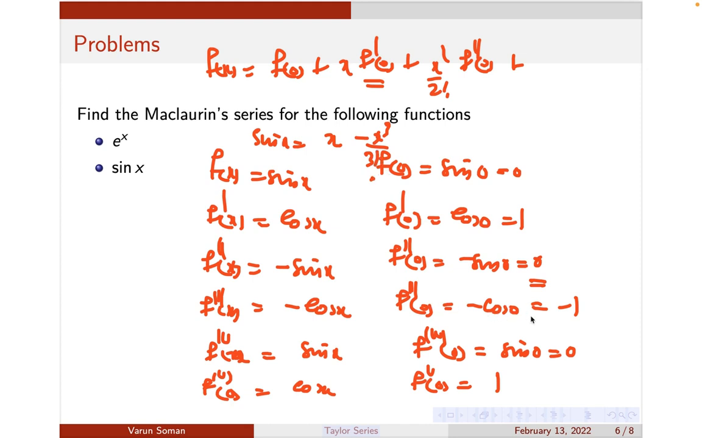Okay, now what is the next term? F fourth power is 0, fifth power is again 1. Okay, so it is plus x raised to 5 by 5 factorial. Okay, now can you guess the next term? It will be simply x raised to 7 by 7 factorial. So this is standard expansion.